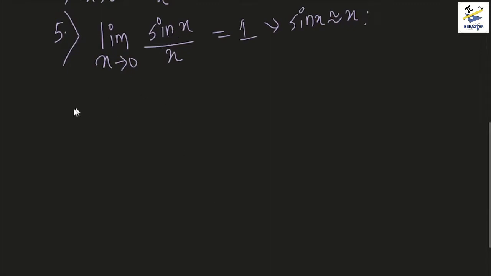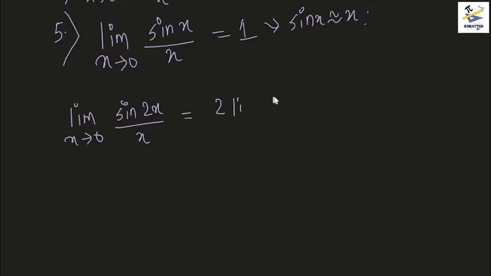We would like to use this formula as follows. Suppose you have limit x tends to 0 sine of 2x by x. As before I have told you in the adjustment section, we need to have a 2x in the denominator so as to adjust it. So we can write this as sine of 2x by 2x times 2, which equals 2, right?